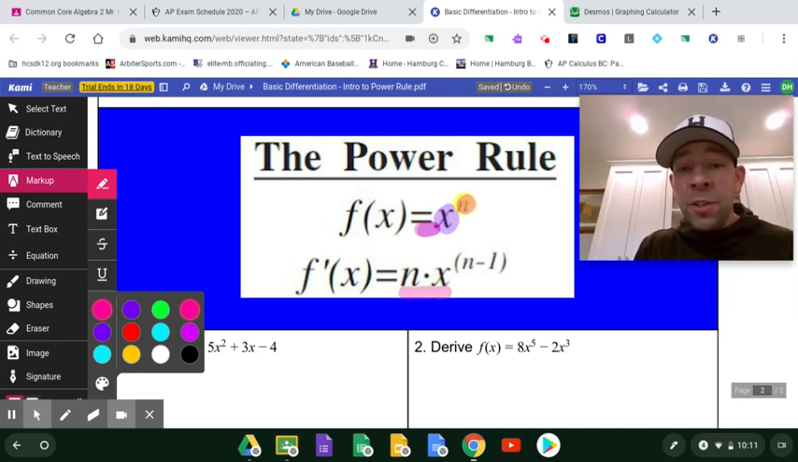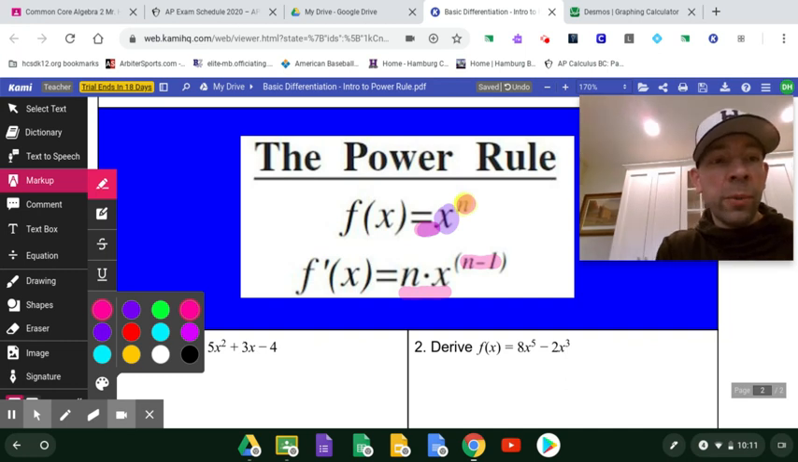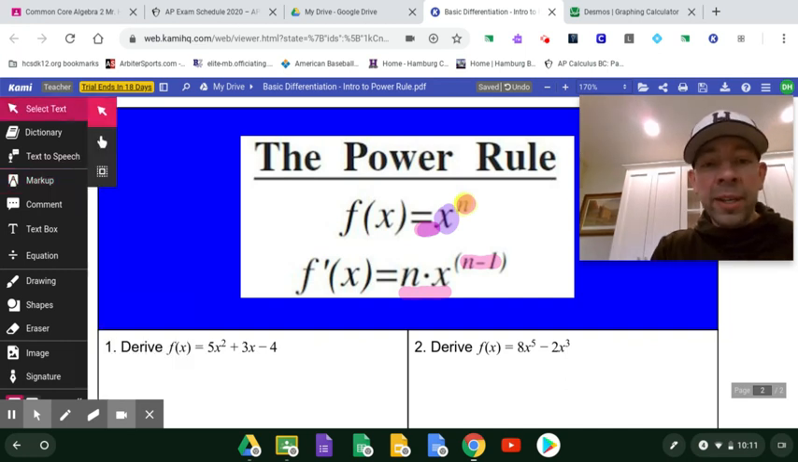And then all you got to do is subtract a 1 from that original exponent so that the new exponent is n minus 1. Now, it's hard to really appreciate this rule just by looking at that type of definition. So we're going to work out 4 really nice examples here today.